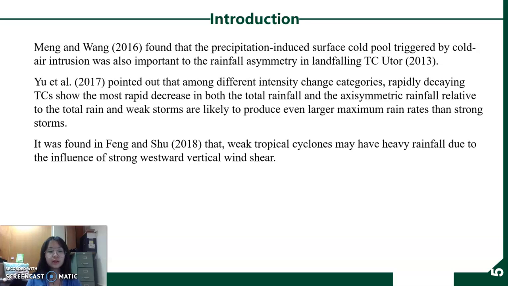Yu in 2017 pointed out that among different intensity change categories, rapidly decaying tropical cyclones show the most rapid decrease in both the total rainfall and the axisymmetric rainfall relative to the total rain, and weak storms are likely to produce even larger maximum rain rates than strong storms. It was found in Feng and Shu in 2018 that weak tropical cyclones may have heavy rainfall due to the influence of strong westward vertical wind shear.